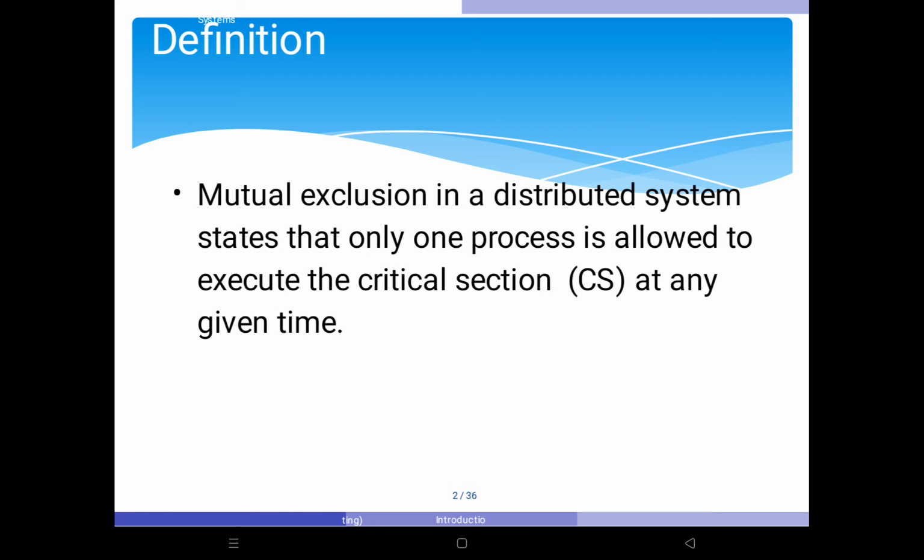The final one is fault tolerance. In case of failure, the algorithm should be able to recognize it by itself in order to continue functioning without any disturbance. These are the important requirements of a mutual exclusion algorithm.